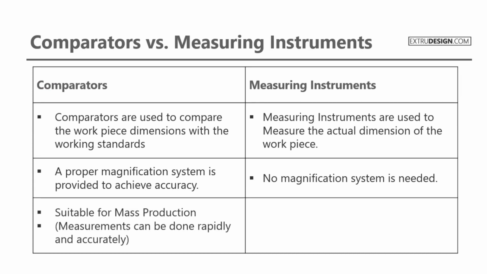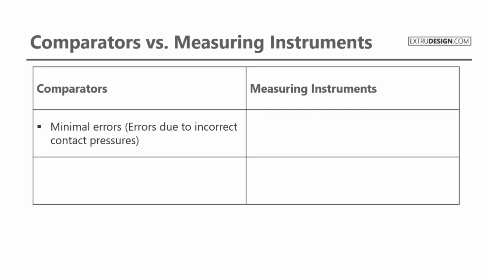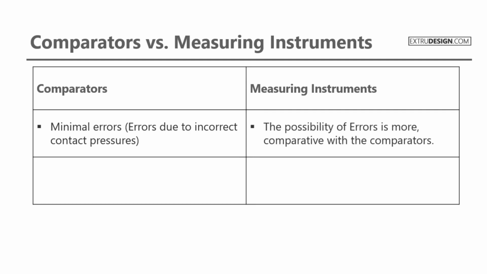Comparators are suitable for mass production, since the measurements can be done rapidly and accurately. But the measuring instruments are not suitable for mass production, as they take more time to take actual dimensions. Comparators will have minimal errors. On the other hand, with measuring instruments, the possibility of errors is more, compared with the comparators.